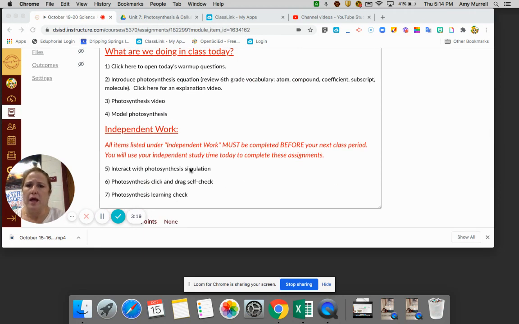So then for homework today, I asked students to interact with the photosynthesis simulation just to reinforce their learning. And then there is a click and drag self-check. Just click and drag the things into the right place and check yourself against your notes. And then complete the photosynthesis learning check. So that is what we did in class today.